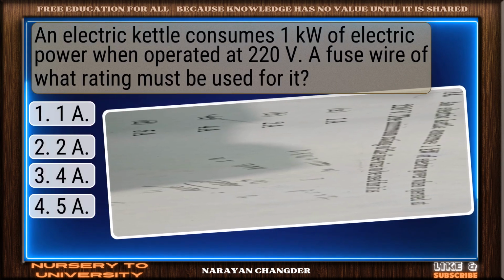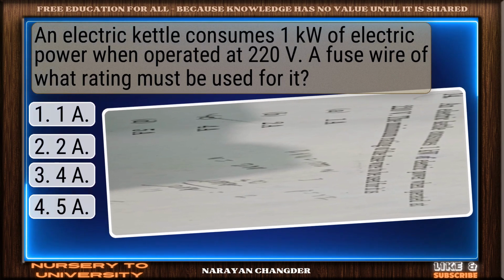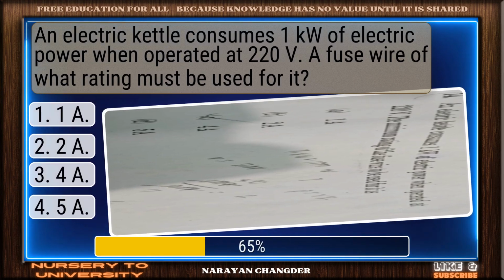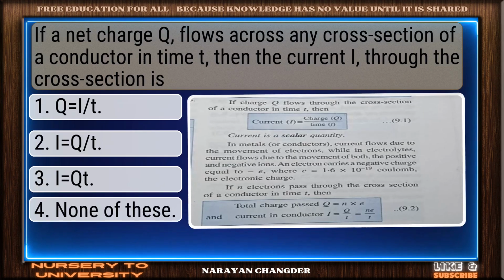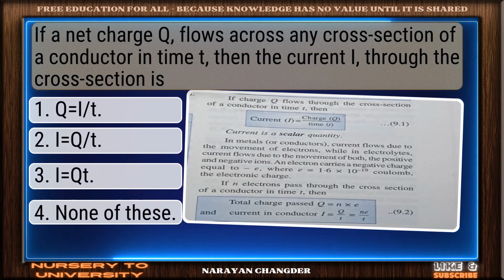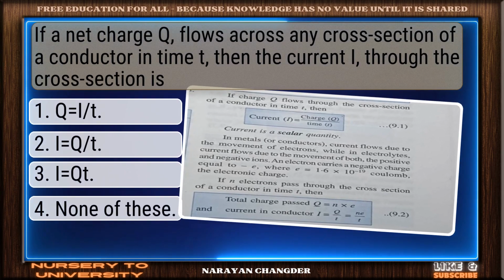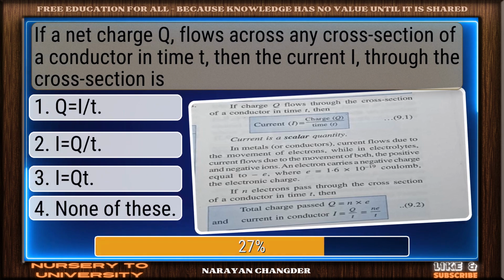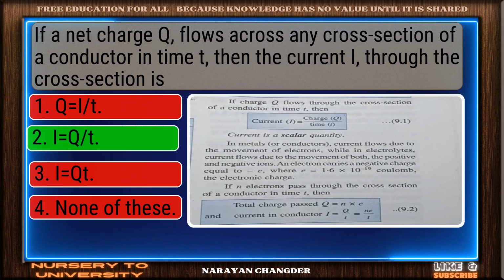An electric kettle consumes 1 kW of electric power when operated at 220 V. A fuse wire of what rating must be used for it? Excellent. Five amperes is well reasoned. If a net charge Q flows across any cross-section of a conductor in time t, then the current I through the cross-section is... Solid response. I equal to Q/t is valid.